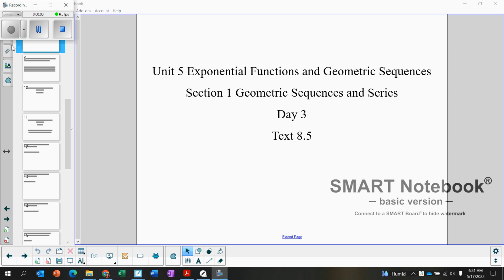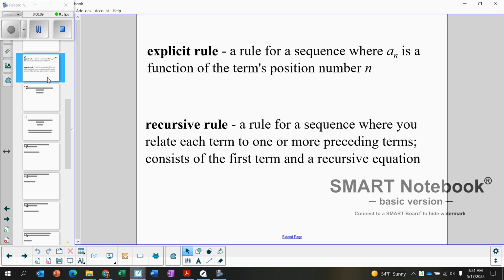This lesson is section 8.5 in our textbook. It is day 3 of our chapter 8 material. So if you recall, an explicit rule is a rule for a sequence where a sub n is a function of the term's position number n.